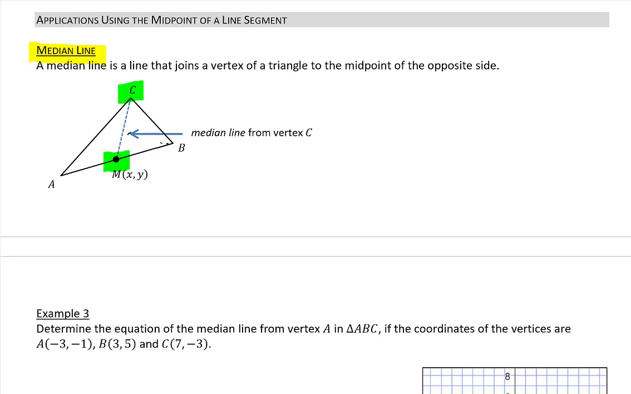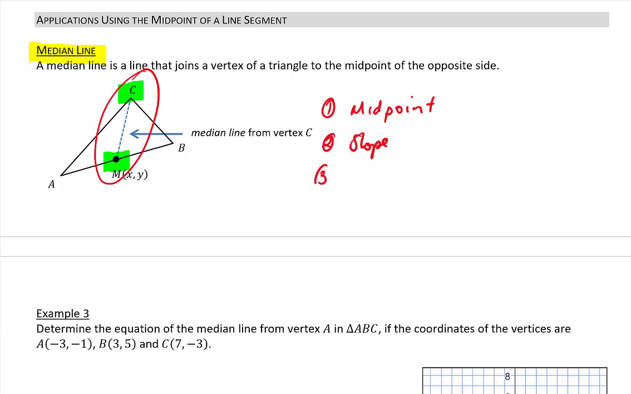So let's look at how to find the equation of a median line. There's 3 steps to do this. First step, we need to find the midpoint. And you have to find the midpoint of whatever side you need to use. So that's step 1. Once you know the midpoint, you can find the slope of the line. So you can find the slope of this line here.